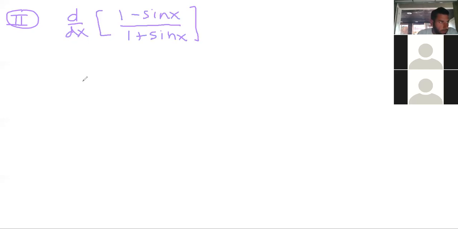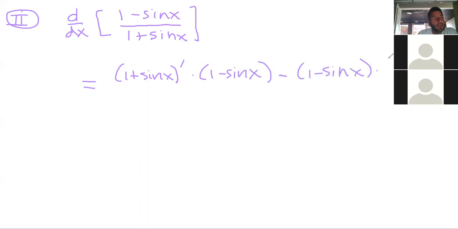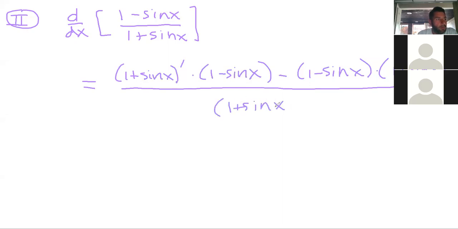So the first thing I'm going to do is apply the quotient rule, which says I take the derivative of the bottom, leave the top alone, minus the top, times the derivative of the bottom, all over the bottom squared. And so if I differentiate these pieces up top, I get the first one's derivative is just cosine times 1 minus sine.